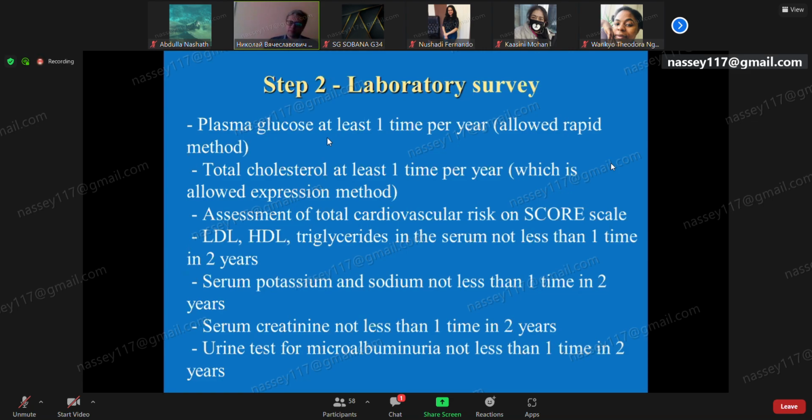Examination of serum potassium and sodium level not less than 1 time in 2 years. Serum creatinine level, same frequency, and urine test for detection of microalbuminuria not less than 1 time in 2 years.